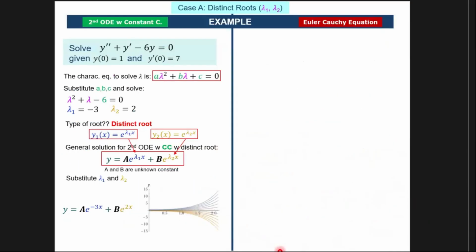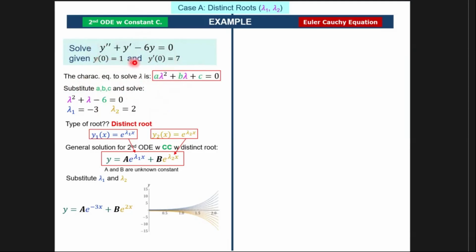Okay, now let's see an example. Solve y double prime plus y prime minus 6y equal to 0, given that y at 0 equal to 1 and y prime at 0 equal to 7. So the first step is to know the characteristic equation to solve for lambda.